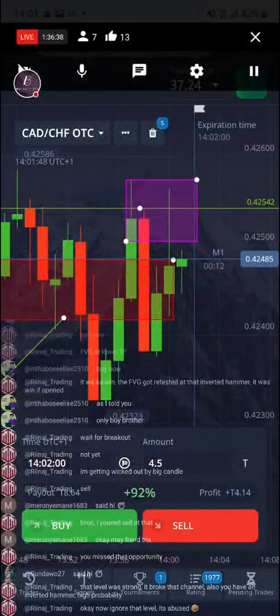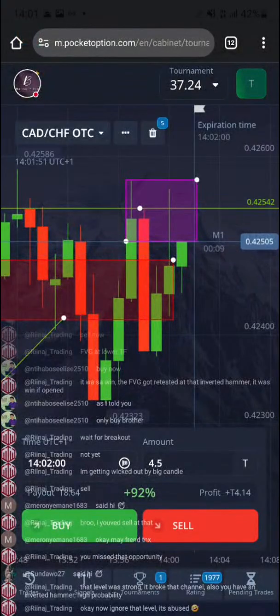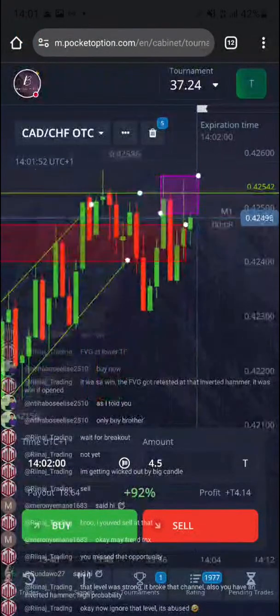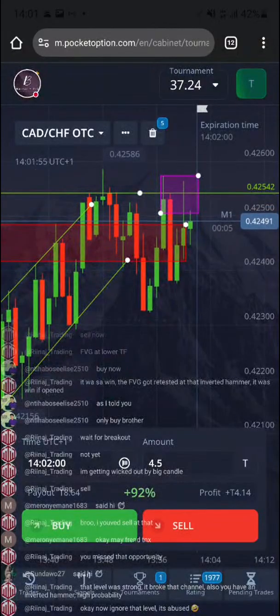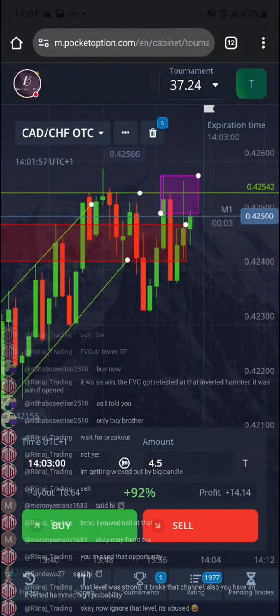Yeah, we should ignore the level now. It's already taken. The level is taken right now, so we don't need to take any trade again. The sellers have been used already.